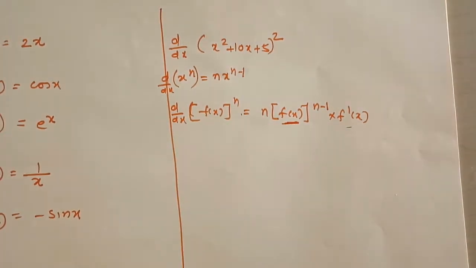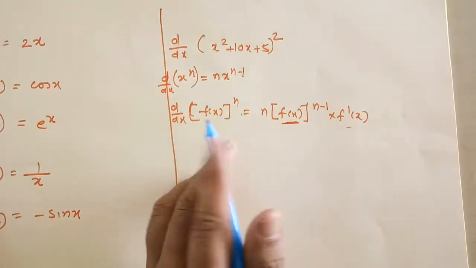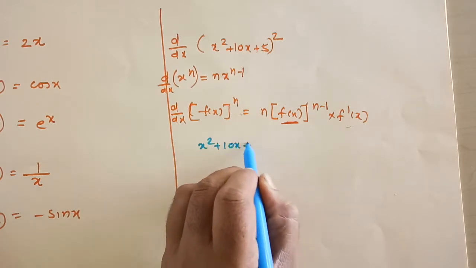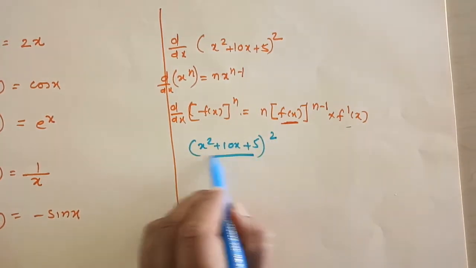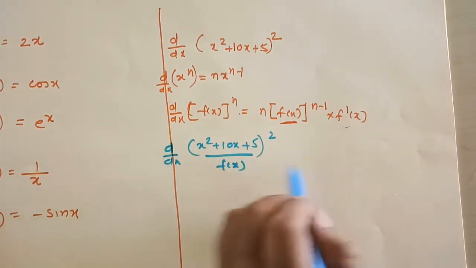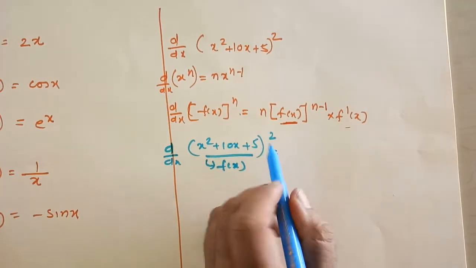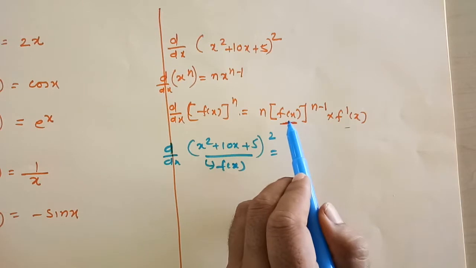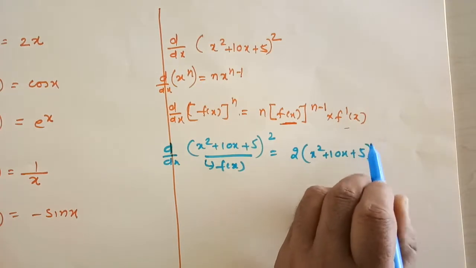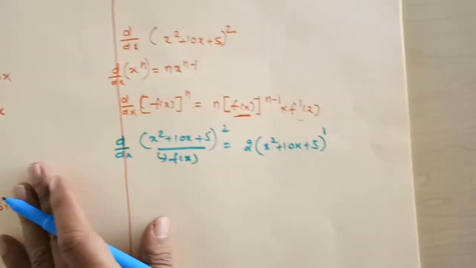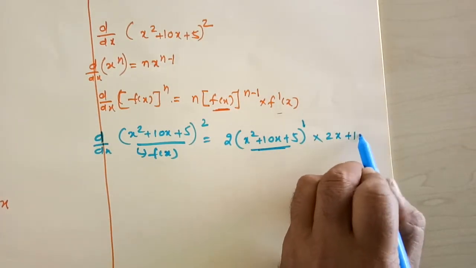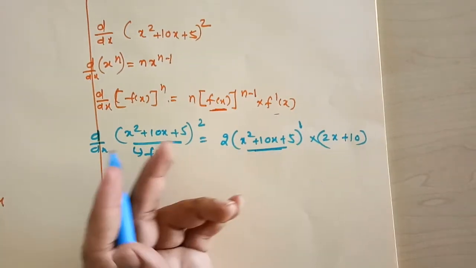If I show this with the example I've taken, I'm differentiating x squared plus 10x plus 5 to the power 2. This is my function, f of x. In the first step I'm doing nothing to this f(x). You will do 2 times x squared plus 10x plus 5 to the power of 1, because 2 minus 1 is 1. Then one additional step: into the derivative of this inside, which is 2x plus 10. That's your derivative in a single step.